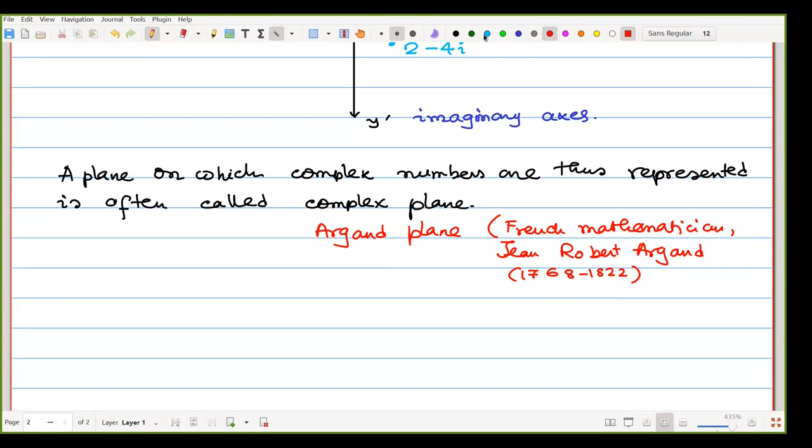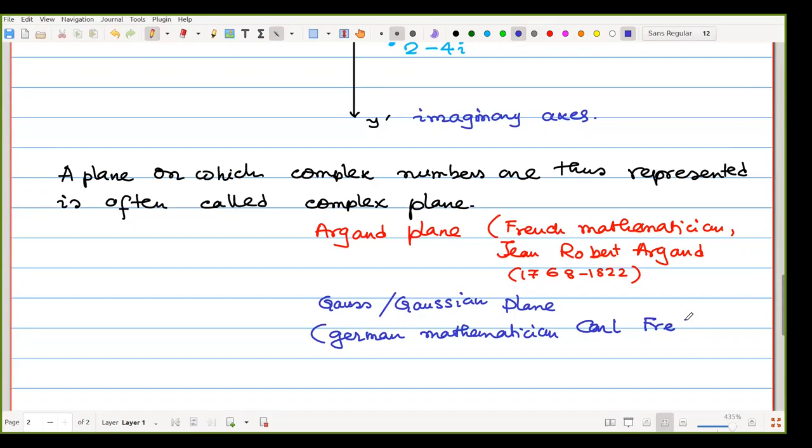Also, it is called the Gauss plane, G-A-U-S-S, or Gaussian plane sometimes. That is also according to the German mathematician who used the same concept of the plane, Carl Friedrich Gauss, 1777 to 1855. So you can think how old the Argand plane, the Gaussian plane, the complex plane, or the concept of complex number is.